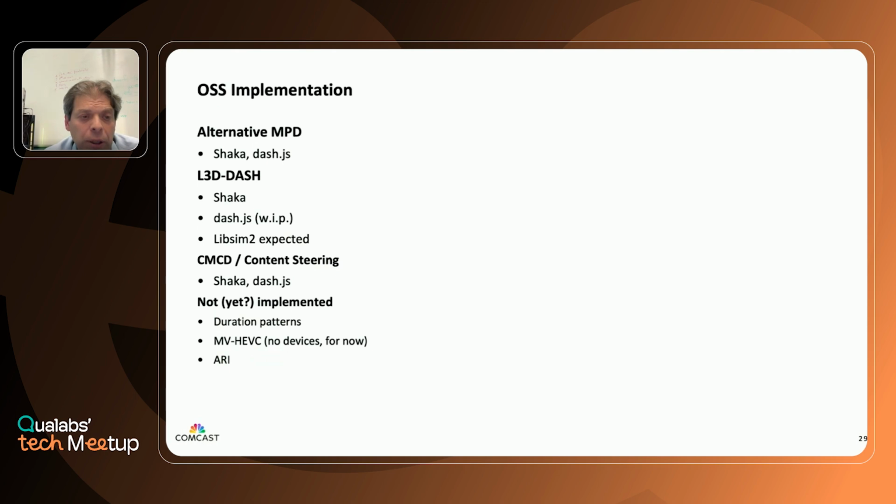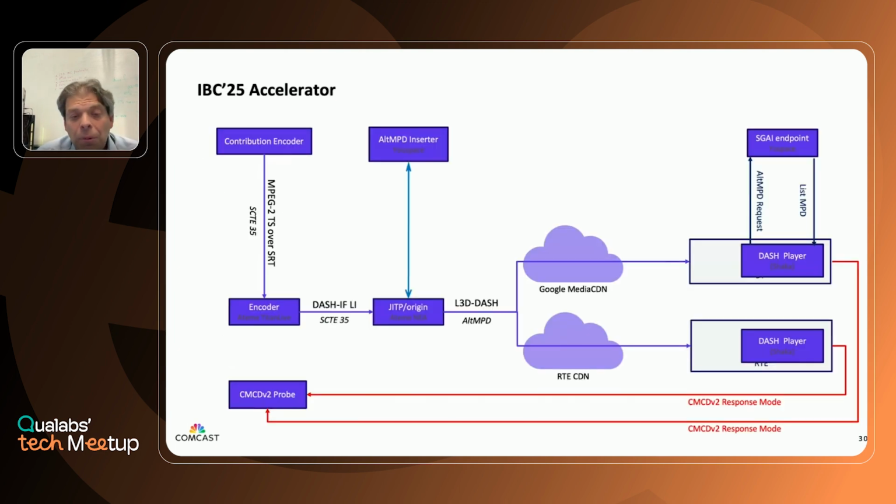CMCD and content steering implemented in both Shaka and DashJS. Not yet implemented: duration patterns, Multiview HEVC, but it's not surprising because there is no way of playing it in Dash until there are Android-based devices that can play it. And ARI. And shameless plug, there is some work going on for IBC25 and there is an accelerator project that uses much of the additions of the 6th edition.